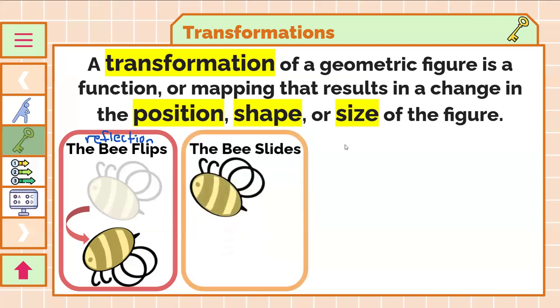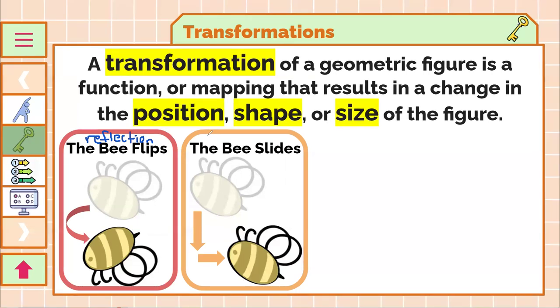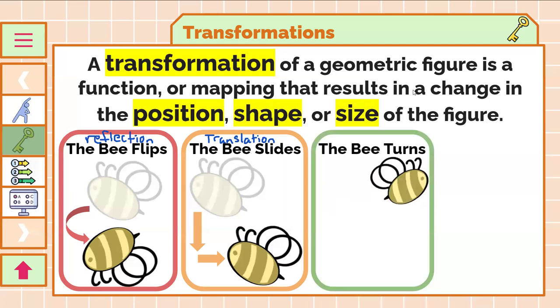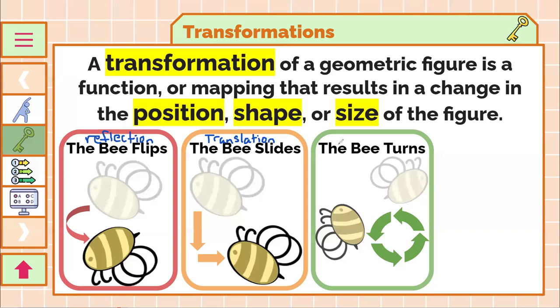Next one is sliding a shape. So you can slide a shape up, down, left, or right to change its position. We call this type of transformation a translation. Then we have turning, which we did a lot of turning and sliding in that warm-up problem. So this will turn a shape around a center point. And we call this turning rotations.